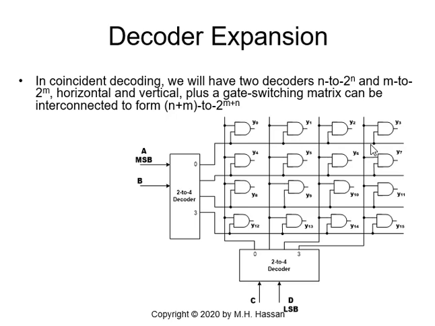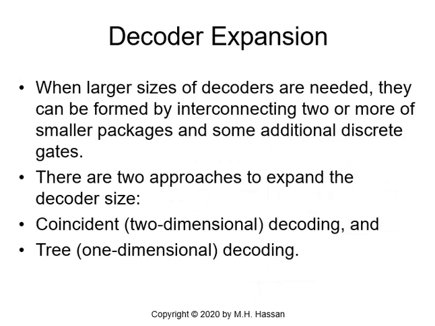Okay? So clearly the coincident decoding will work very successfully with a gate matrix, as you can see. And we use fewer decoders with the gate matrix added to the design to have a successful expansion. So this is what we refer to as coincident or two-dimensional decoding.